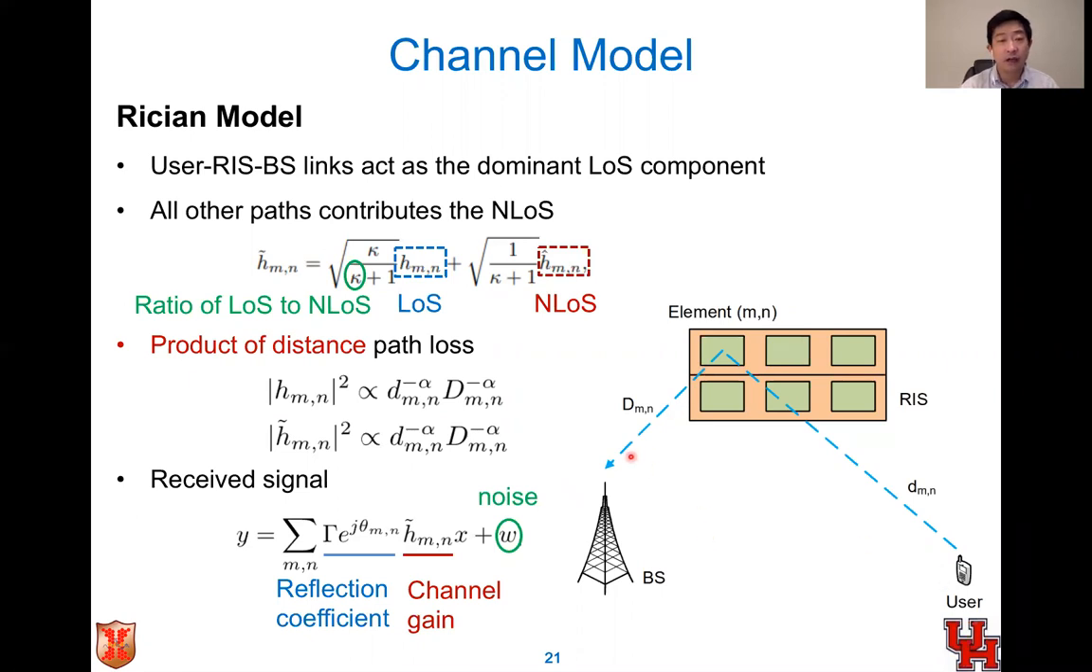You will have the signal transmitted, and then you will have a line of sight and a non-line of sight. It will be the product of the signal related to large scale propagation from the base station to the RIS, and then from the RIS to the user. So you need to multiply them together. And then you have the reflection coefficient, gamma is a constant, this is a phase shift, phase change, this is a channel gain, X, and X is the transmission signal, plus the noise.